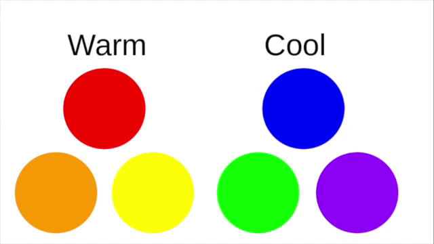The cool colors are blue, green, and purple. These colors help our artwork look cold and cool. For example, we could use these colors to make a swimming pool, an iceberg, or grapes on a vine. What else could you use cool colors for?